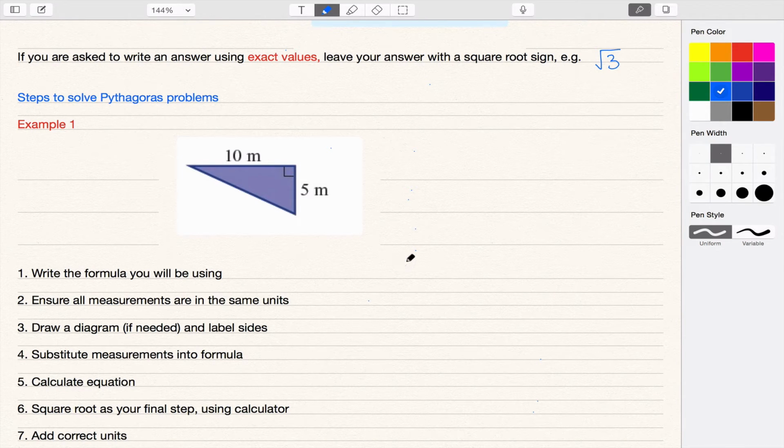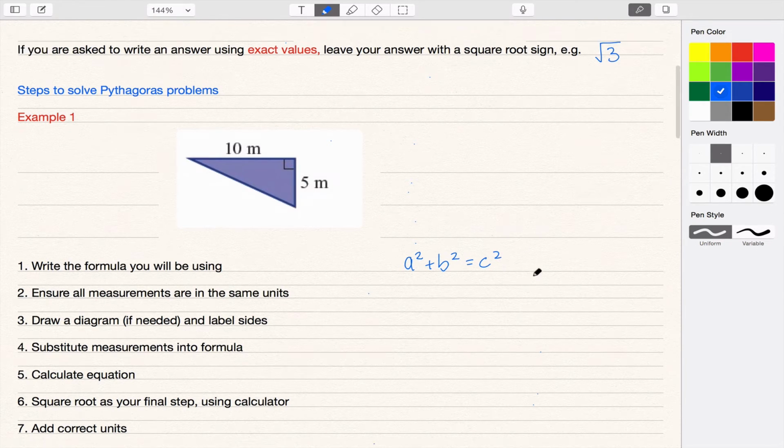So it's important to first of all identify that it is Pythagoras and then write down the rule that you're going to use. So we can tell we can use the Pythagoras theorem for this problem because it is a right-angled triangle and we're trying to find the longest side, the hypotenuse. So we can write out the formula we're going to use. A squared plus b squared equals c squared.